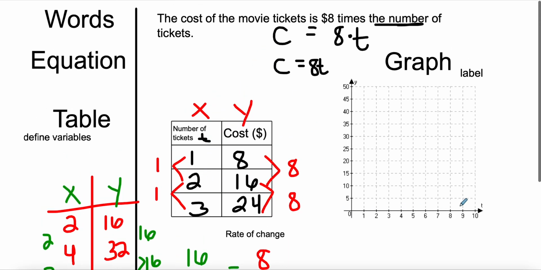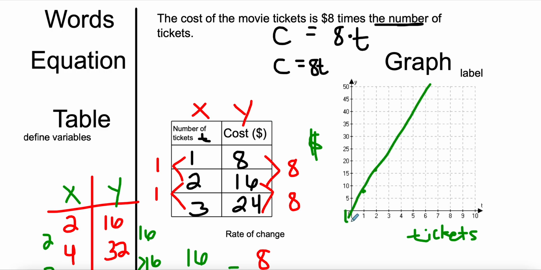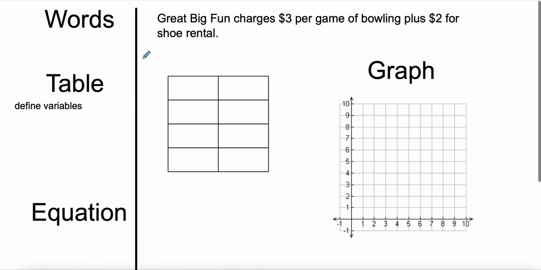So the first thing we do is we have to make sure we label our graph. So the x would be your tickets, and the y would be your cost. And then we're going to graph these. Over 1, up 8, you get an approximation. Over 2, up 16. Over 3, up 24. And I'm doing this on a computer, so I'll make my line the best I can, and arrows on the end. All right, so you try this one.